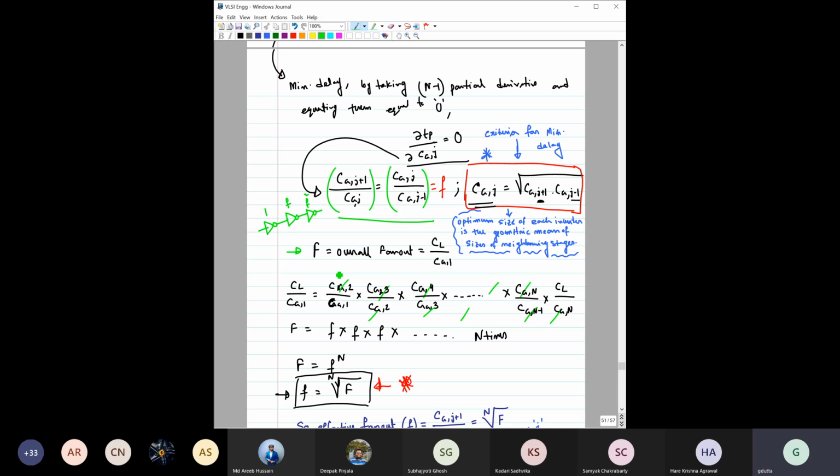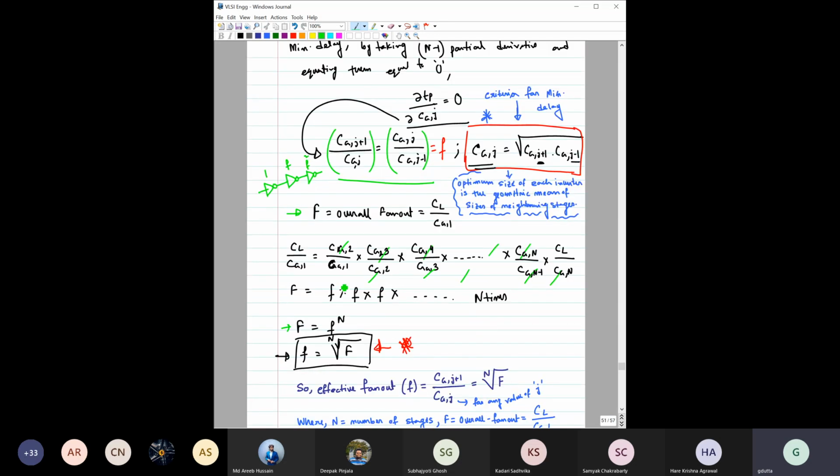Right. So here, this is F, this is also F, this is also F, like that. There n times of n F will come. So that is basically this F is equal to F to the power n. So I hope that you have gone through this part. Now, F is the overall fan out, and this F is the effective fan out. Effective fan out means for each stage, overall means for the total chain, right?